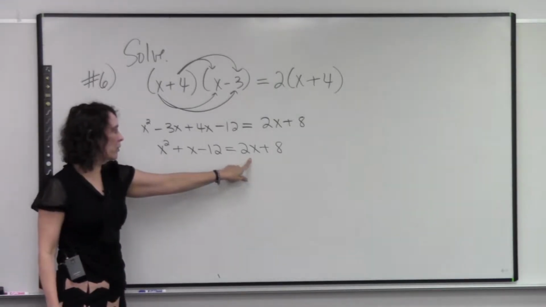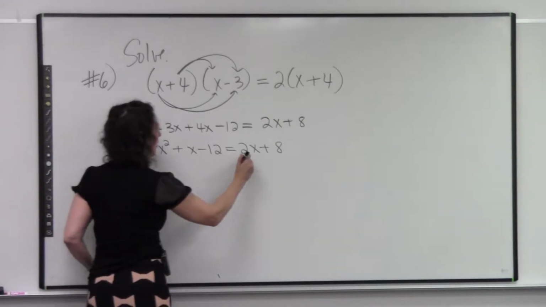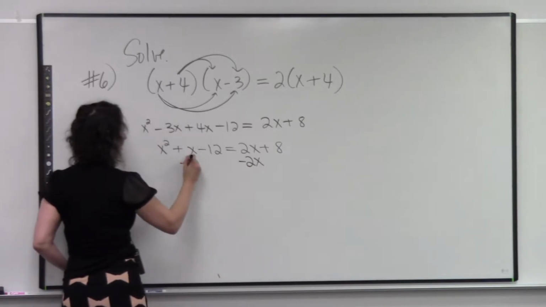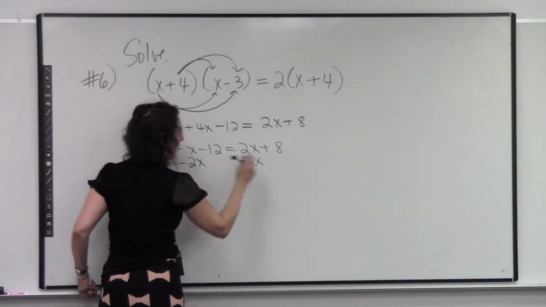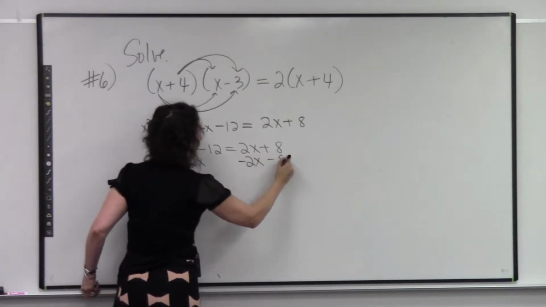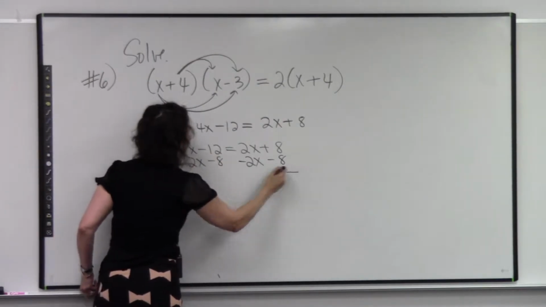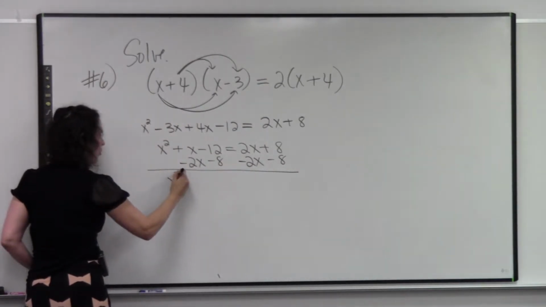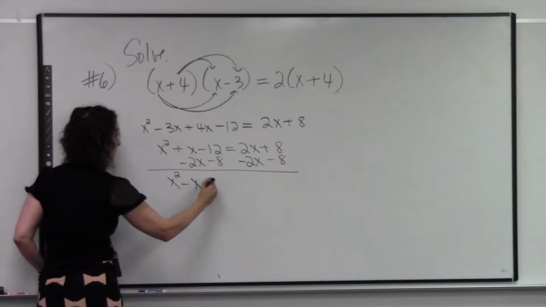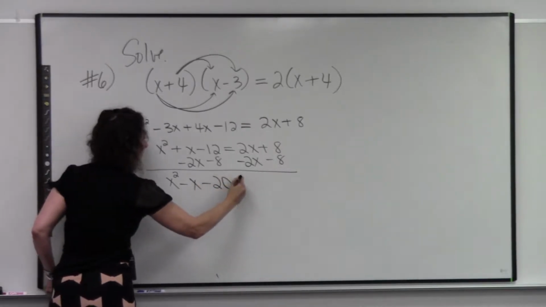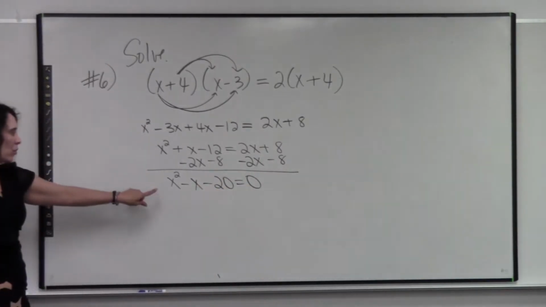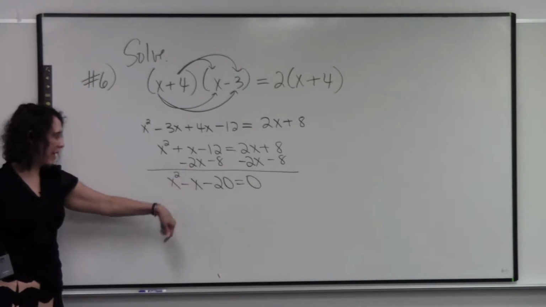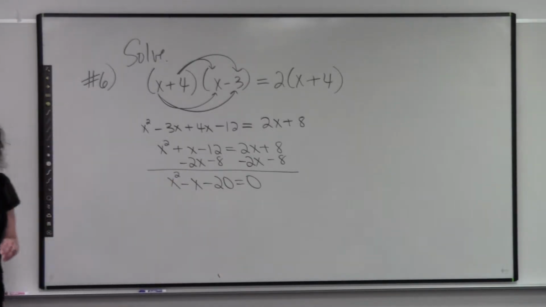So how do we move the 2x to the left? All right, we're going to subtract it. How are we going to move that 8? We're going to subtract. So we have x squared minus x minus 20 equals 0.